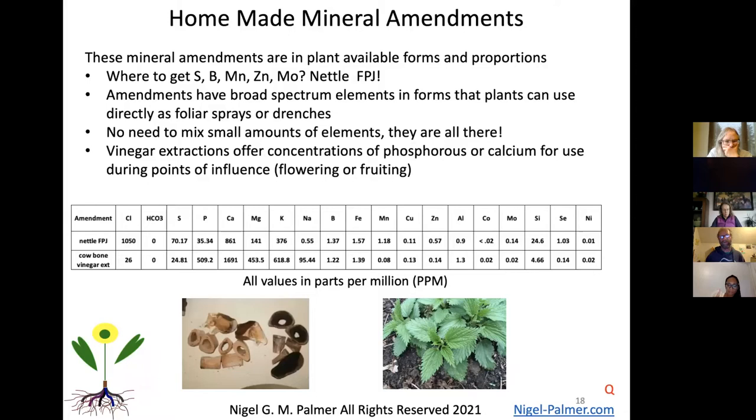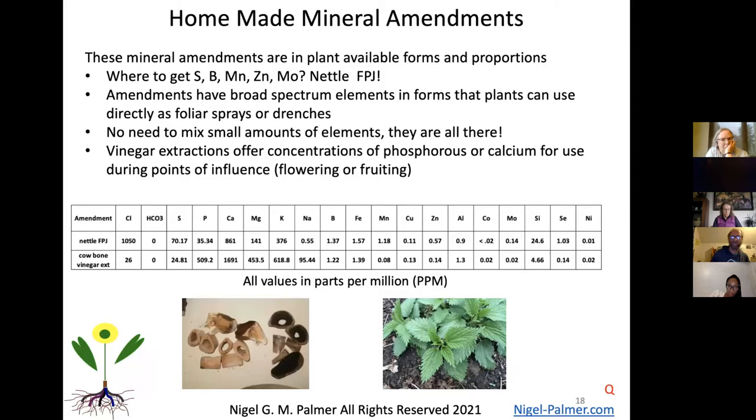The same with calcium. A lot of plants, when they're in the fruiting phase, like tomatoes that get blossom end rot, for instance, may have calcium deficiencies. There could be some water problems going on there as well, but that's another story. Anyway, now I have the ability to provide a high calcium product, whether it's vinegar extracted eggshells or vinegar extracted oyster shells. And you can see here, even the calcium level of the vinegar extracted bones is very high. And so now I have a way to provide those concentrations of calcium to my plants during those specific phases of the plant.